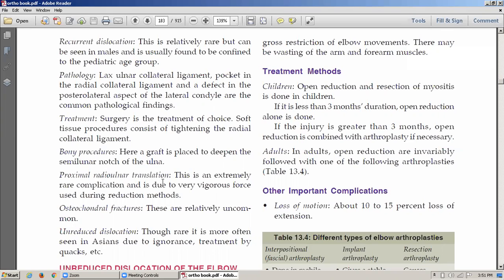Proximal radio-ulnar translation is an extremely rare complication and is due to the very vigorous forces used during the reduction method. Osteochondral fractures are relatively uncommon. Unreduced dislocation, though rare, is more often seen in Asians due to ignorance and treatment by the vets.